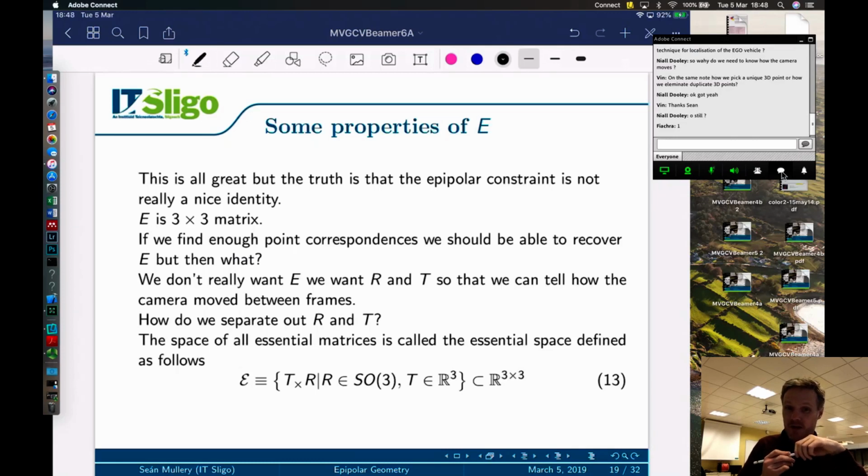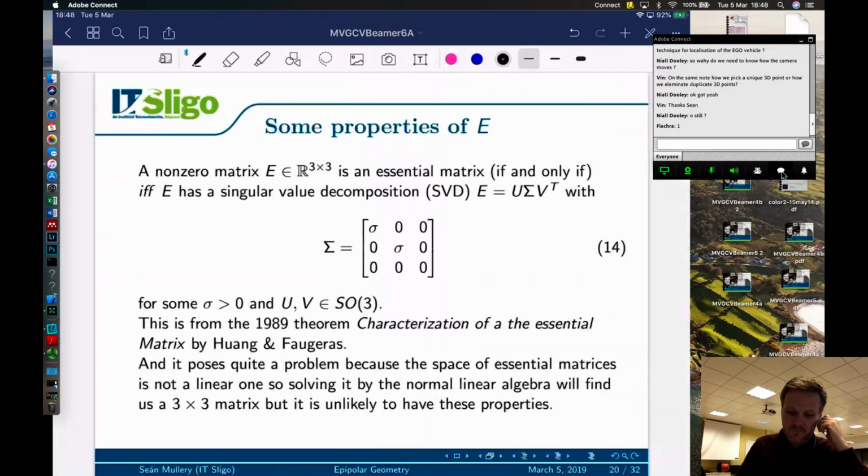Well, the space of all essential matrices is called the essential space, and it's defined as follows. It's made up of the rotation, which is in the special orthogonal group SO(3), which means that the rotation matrix has a determinant of 1, and the translation is in R3. Now the problem is that that determinant of +1 for a rotation matrix, as we mentioned many lectures ago, is a problem when it comes to trying to zone in on exactly what is the right decomposition of this.